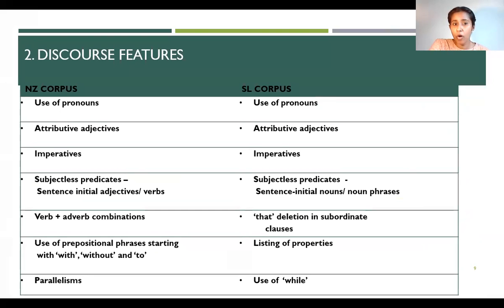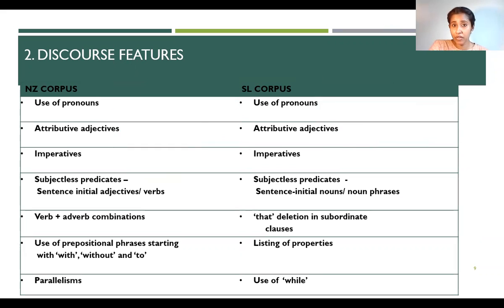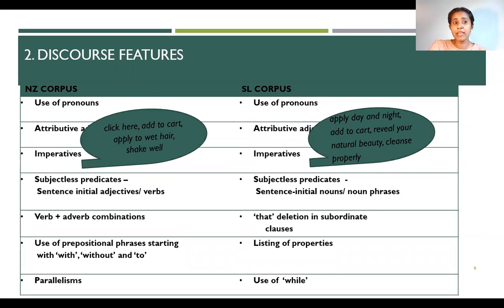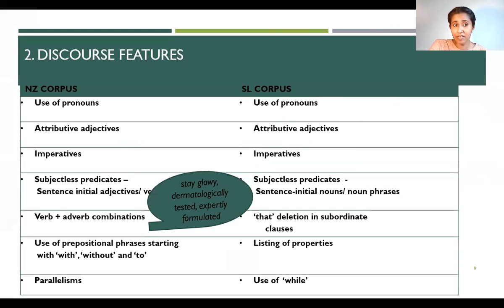There are some common discourse features characterizing the genre and also some differences. Use of pronouns, attributive adjectives, and the imperative sentence structure are some of the salient common discourse features. Subjectless predicates are also a common feature. However, the New Zealand product descriptions use verbs and adjectives sentence initially, while the Sri Lankan product descriptions tend to use nouns and noun phrases.